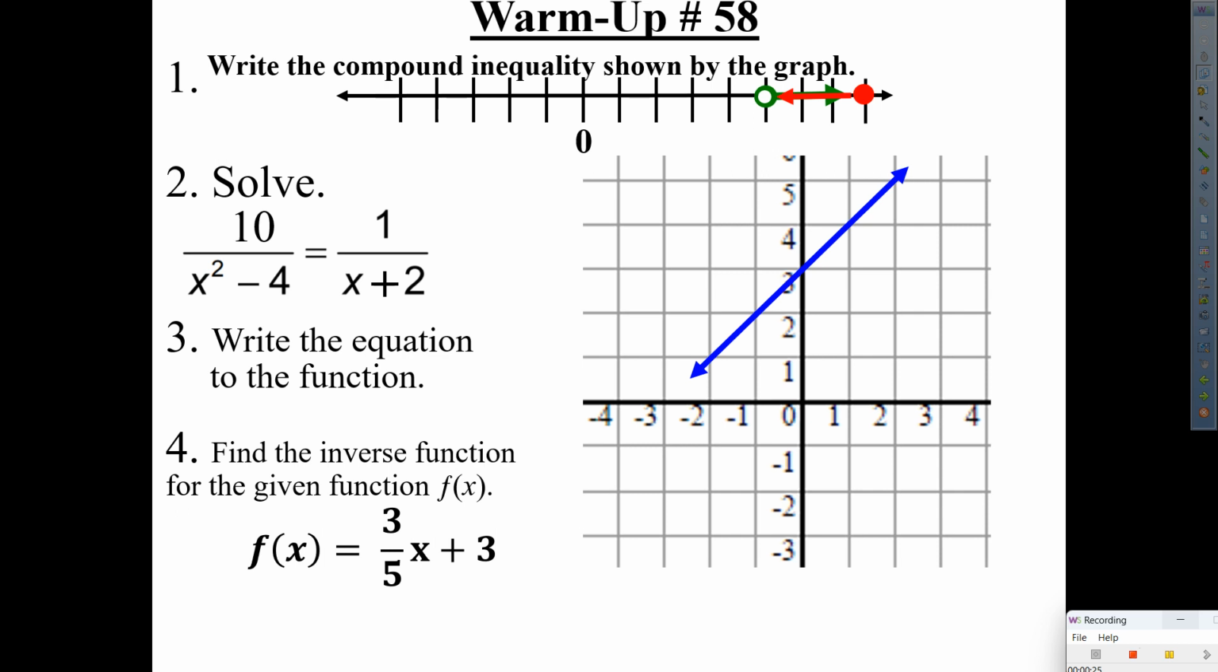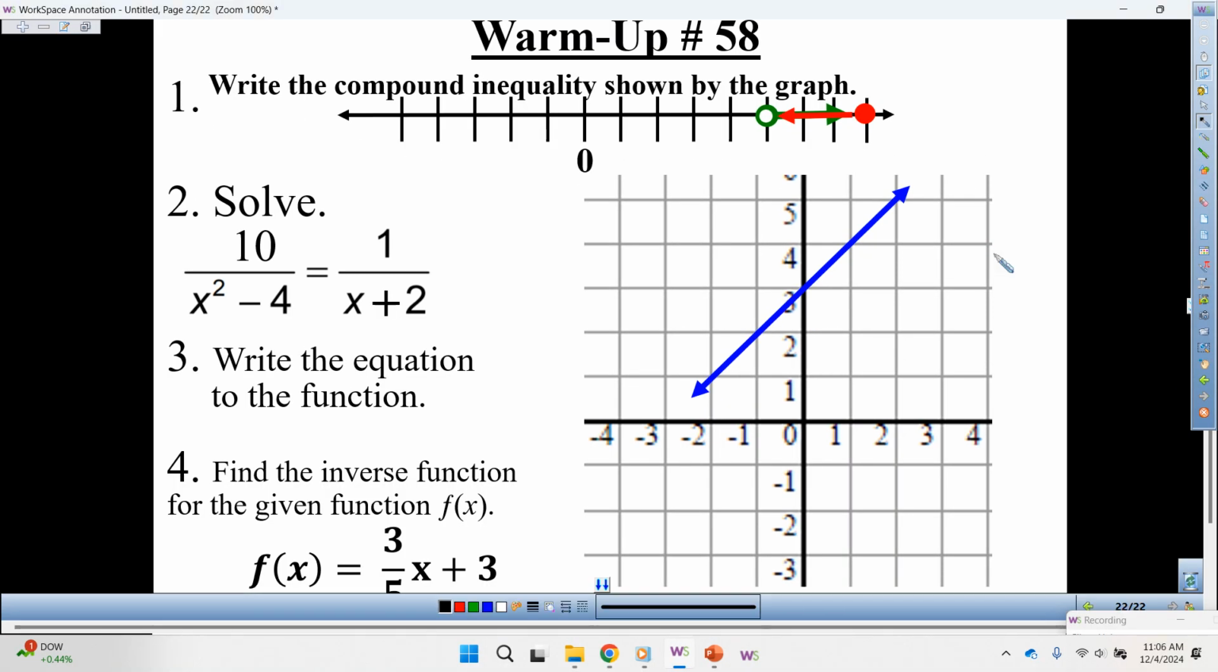Number one, we need a compound inequality. What'd you get for that one? Let's go with Rachel. Five is less than x, less than or equal to 8. Hands if you got that. Looks about right. And if you set that in set notation, it should look like that, and so forth. Number two, cross multiply and solve.